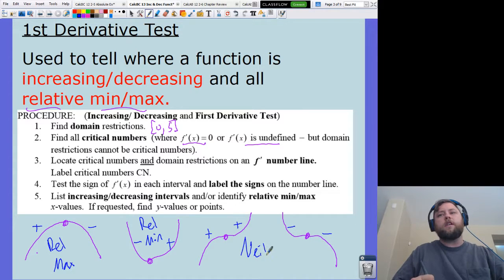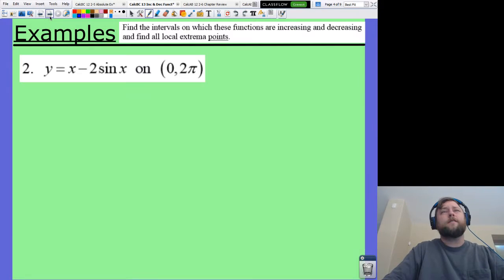These are neither increasing nor decreasing. Sometimes we call this monotonic, so it's just always increasing. So that's why you have to do these tests, and you have to check the intervals to see if you're actually a relative min or max, or just neither. So let's do some examples.